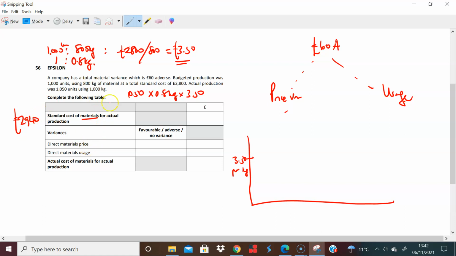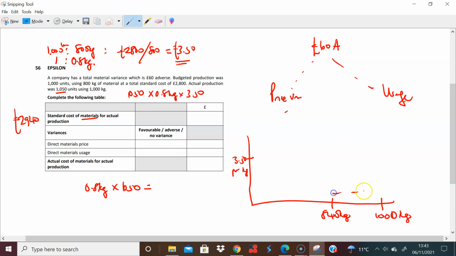What else do I know? Well, I know that to produce 1,050 units, you should use 0.8 kilograms to make each unit. So to make 1,050 units, you should use 0.8 times 1,050, and that gives you 840. So you should be using 840 kilograms. But you used 1,000 kilograms.